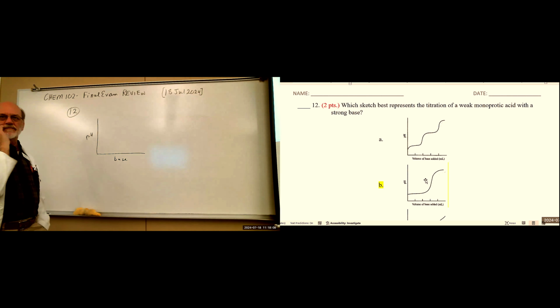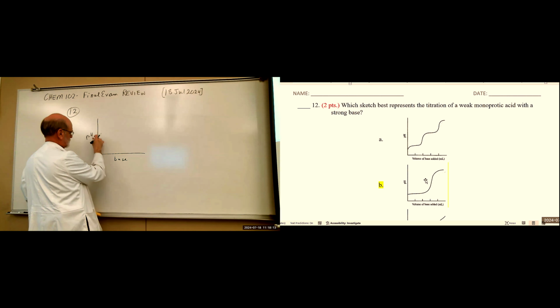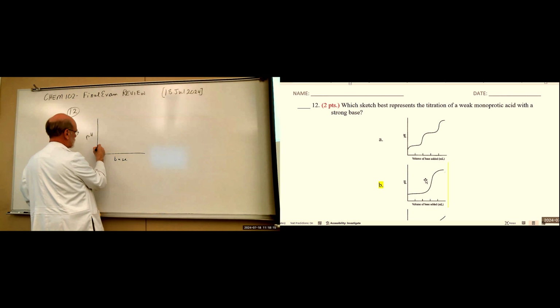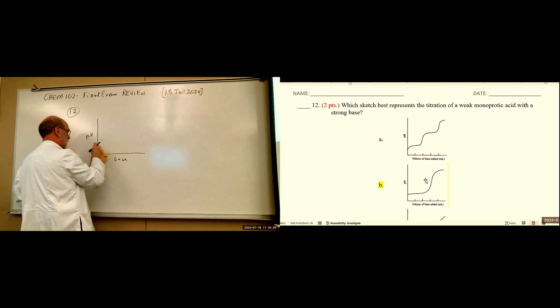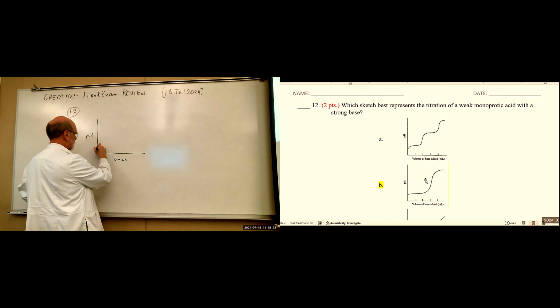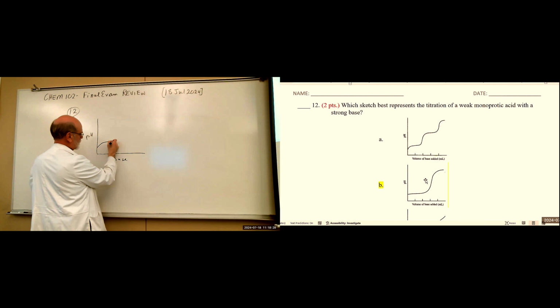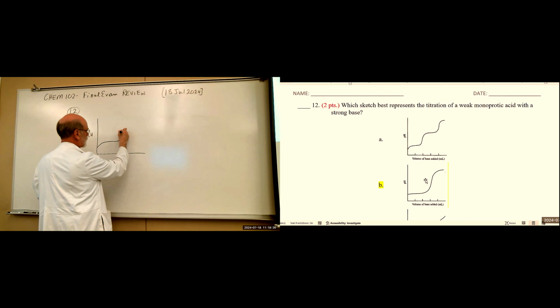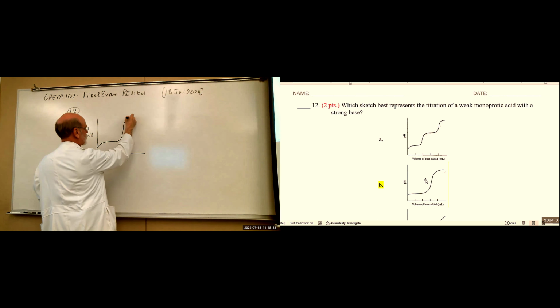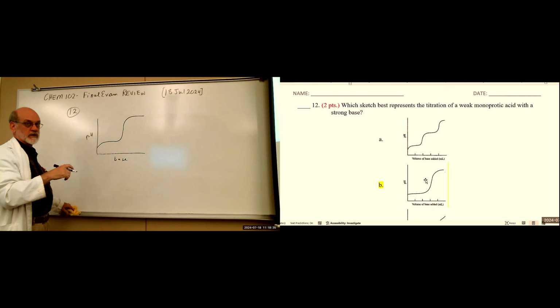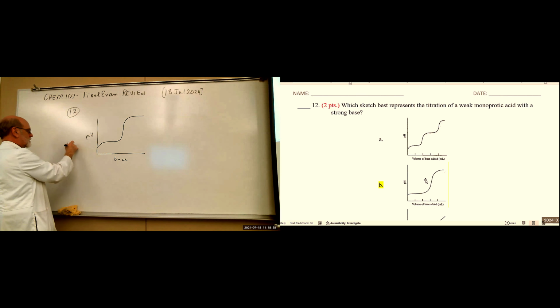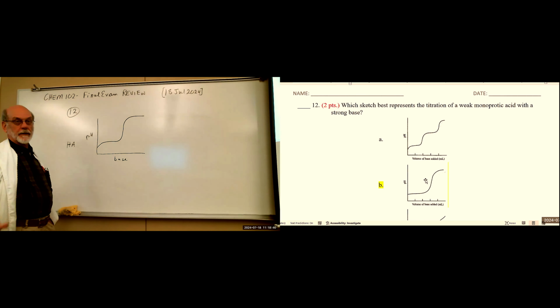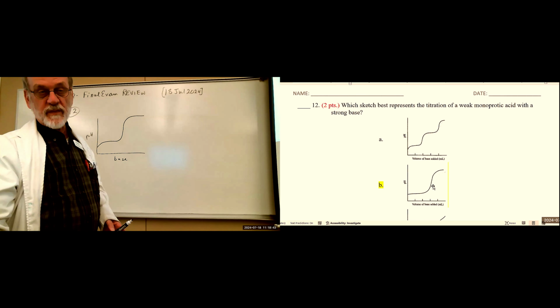Where are you going to start with a weak acid? Low pH, right down here somewhere. It's going to gradually increase. Actually, it increases pretty quick when you first add the base, and then it flattens out. And that's your buffer zone. Then you get toward the equivalence point here, and then it keeps going like that. That's if there's only one proton. If it's a monoprotic acid, that's what you'll get. So B would be the best answer there.